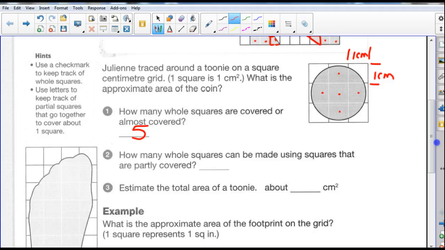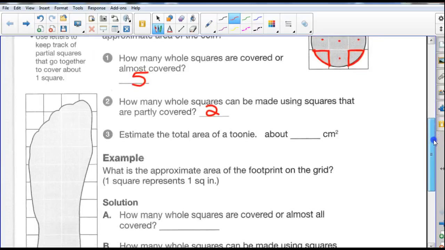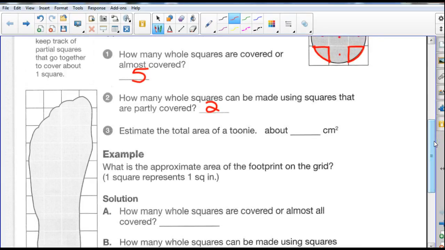Number 2, how many whole squares can be made using squares that are partly covered? Well, I'd say that if we had this here, and we were to add it probably to that there, we would end up with really close to 1. And then if we were to take that and add it to this part right here, we'd be really close to another 1. So I'd say probably 2. Again, this isn't exact, it's just approximate. That's why we use the word about or almost. Estimate the total area of a toonie, about 7 centimeters squared. Okay, we just added 5 and 2.